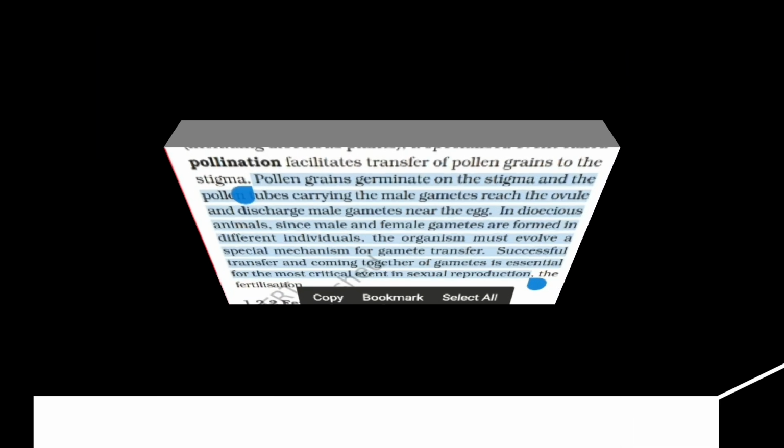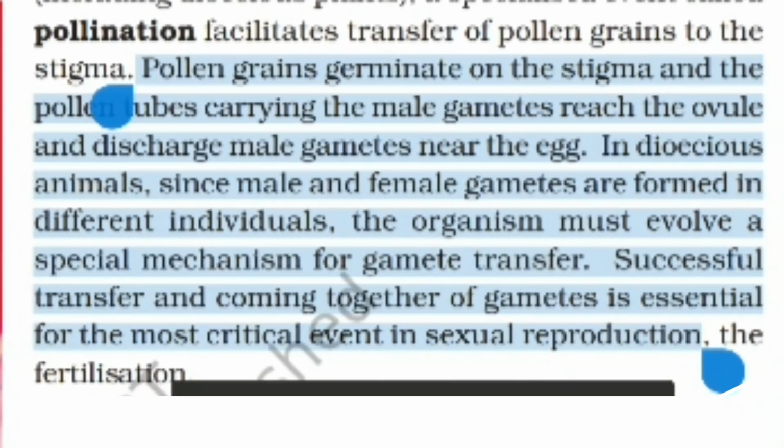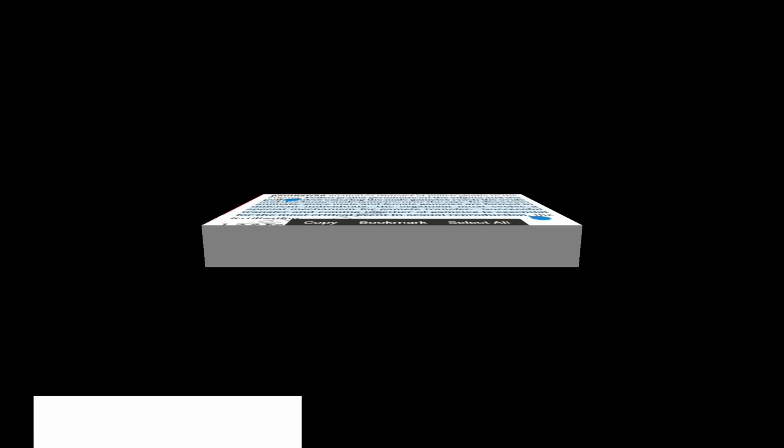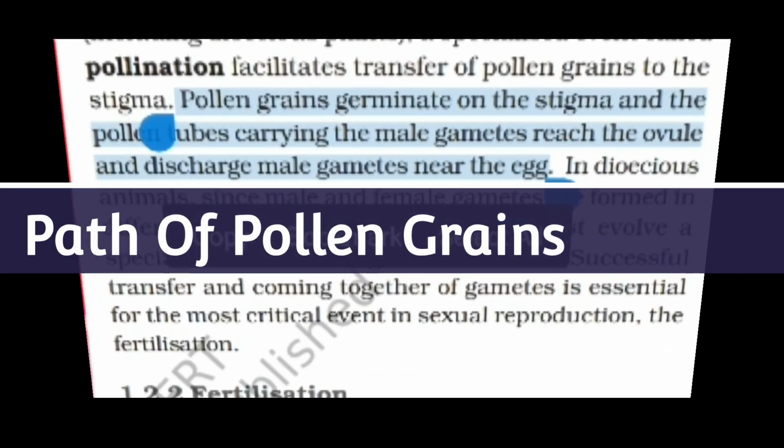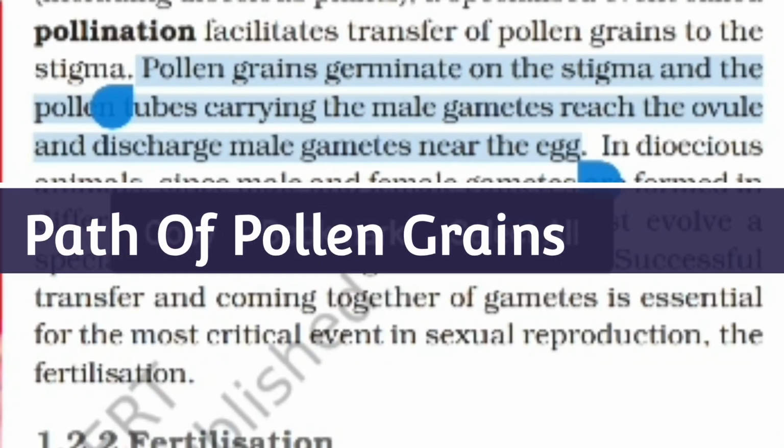Now here is the question: how do pollen grains germinate on the stigma? A very interesting process will occur. One pollen tube will start to form, through which the male gamete will reach the ovule and discharge the male gamete near the egg. So this is a very fabulous phenomenon created by the plants.